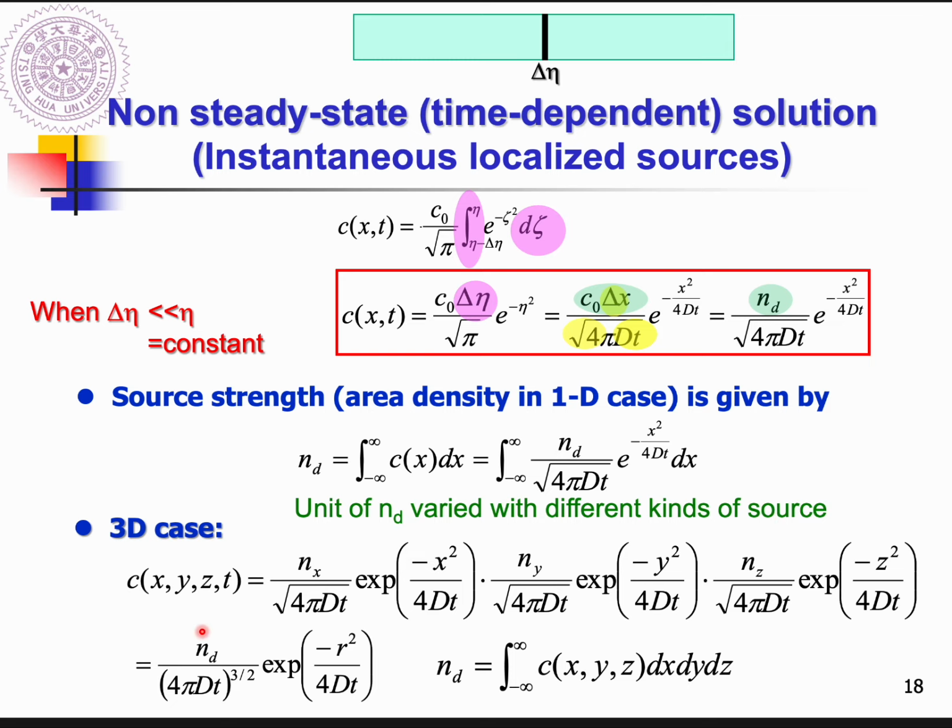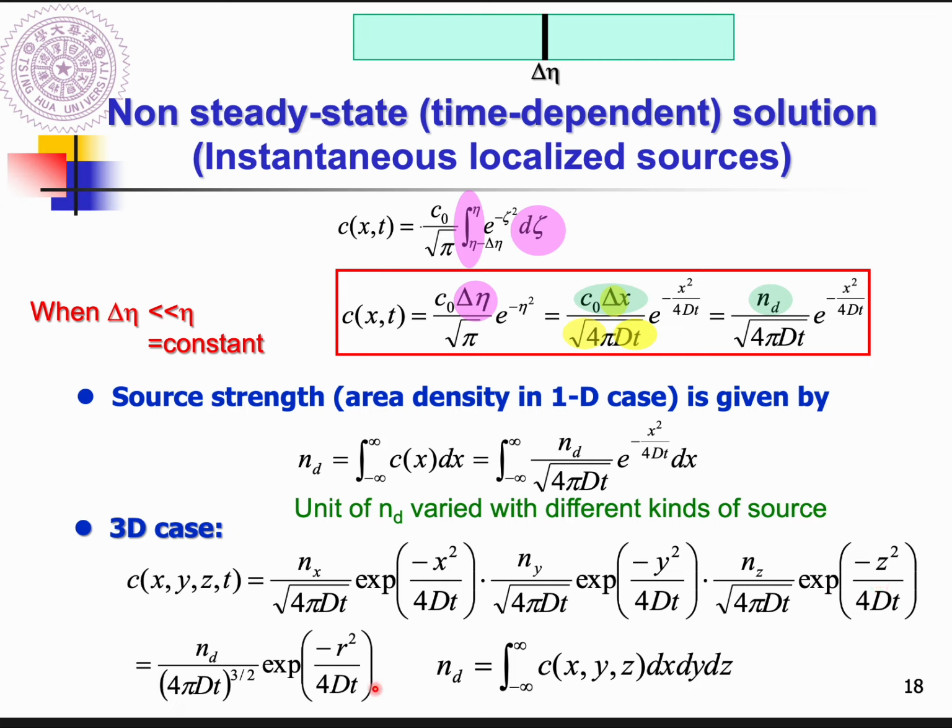Okay, so this is the solution for the three-dimensional diffusion case. The only difference to focus on here is this is 3/2, this is 1/2, and the exponential term here, which was only along x, will now be r squared. It's related to x squared plus y squared plus z squared.